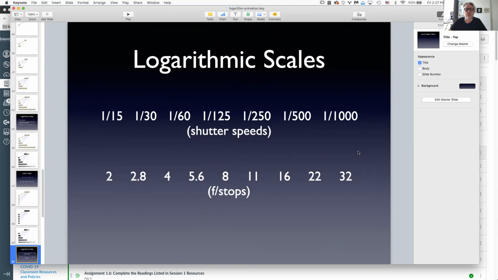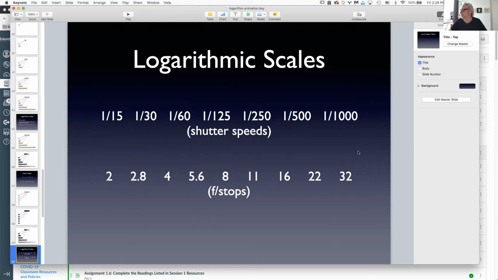2.8. Is that a full stop? Full stops. Okay, so it'd be 2, 2.2, 2.5, and then 2.8. That'd be a full stop. I got you. Not doing thirds of stops here. Full stops. Gotcha. All right, but everybody join in here.